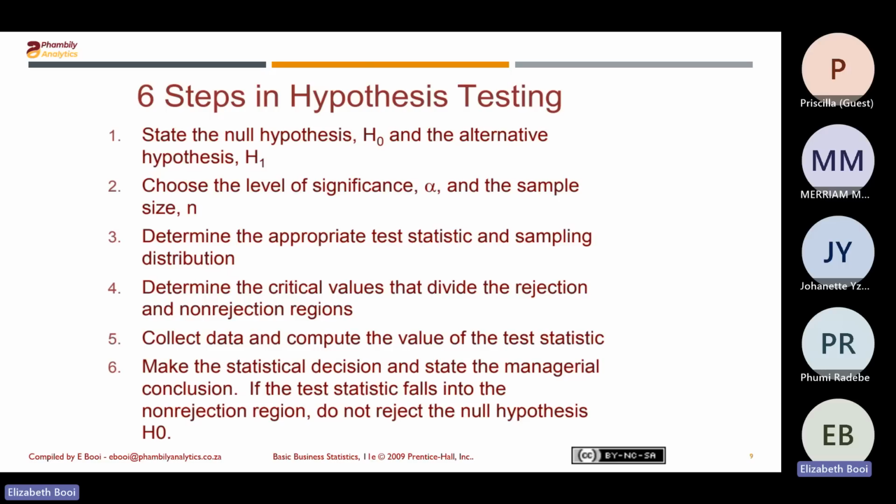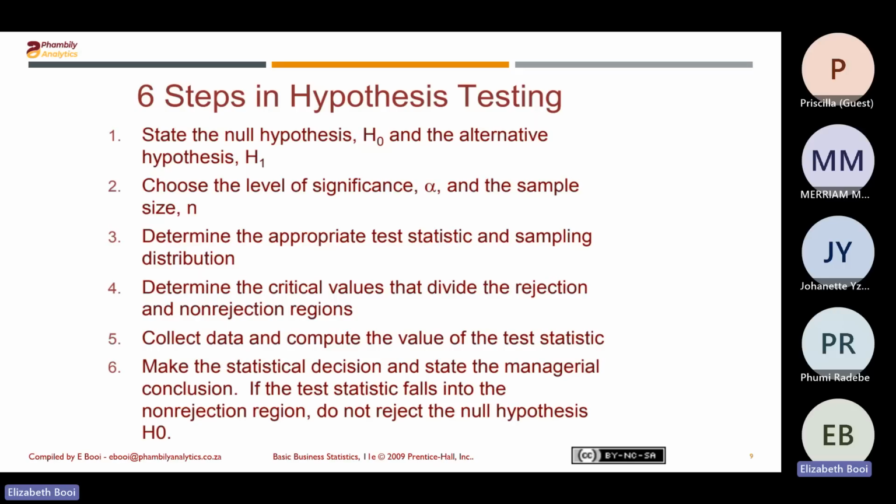Okay, there are 6 steps of hypothesis testing that you need to always remember, and we're going to go through each one of them when we do the examples. Step number 1 is to state your null hypothesis and your alternative hypothesis. Step number 2 is to choose the level of significance, or your alpha, and your standard deviations, and your sample size. Step number 3 is to determine the appropriate test. Here you just state what type of test you are doing. Is it a t-test or a z-test?